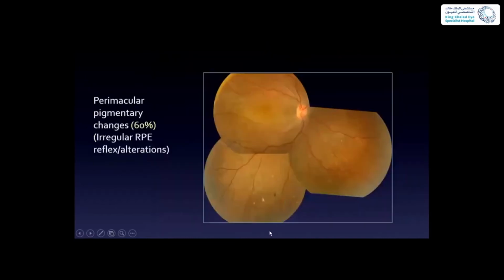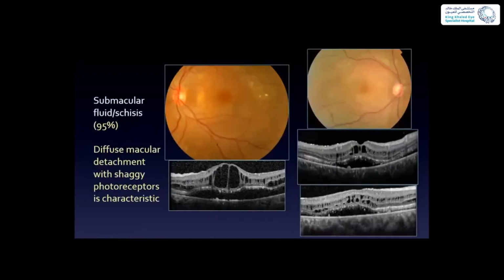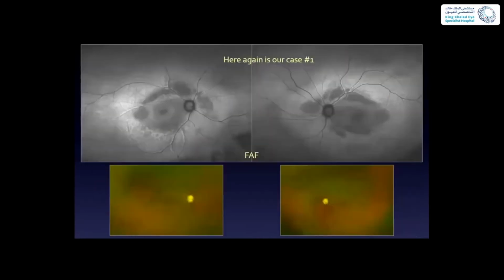Now, you can also have perimacular pigmentary changes that make you think of retinal degeneration, or if you're ill-informed, you may consider that this is due to inflammation. And of course, the foveal schisis, which we've talked about, with the subretinal fluid, with the detached retina that has shaggy photoreceptors. These are characteristic features. I would love for you to put this in your photographic memory. This is autosomal recessive Best disease.